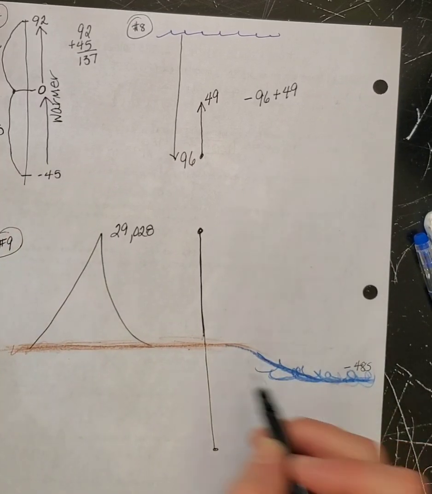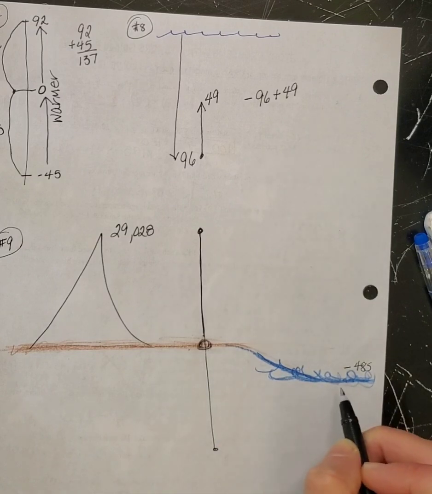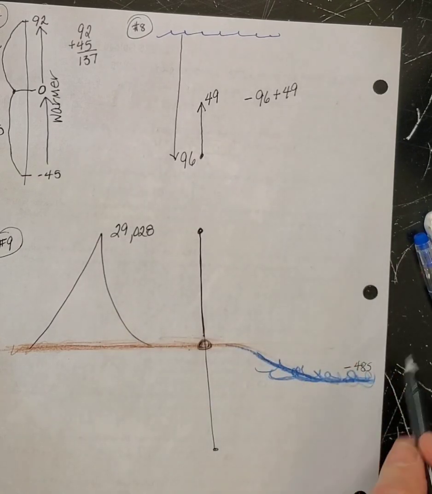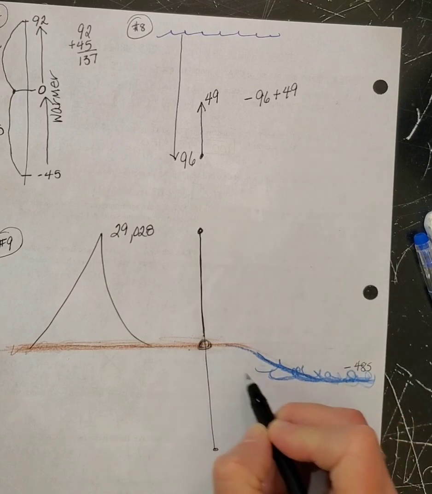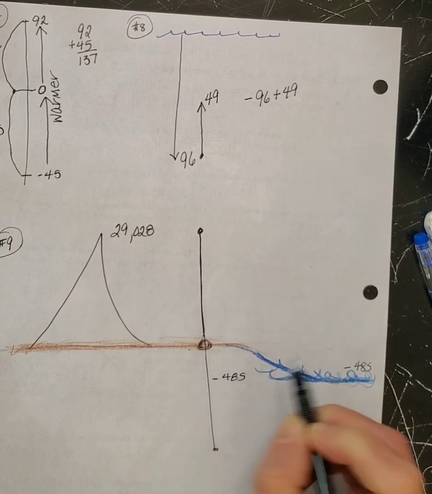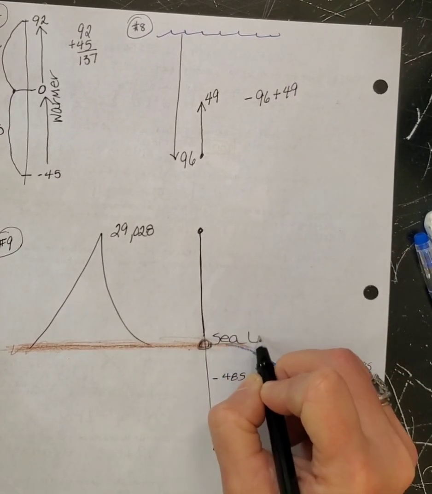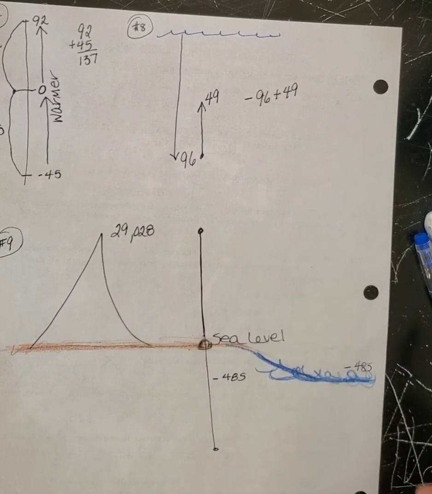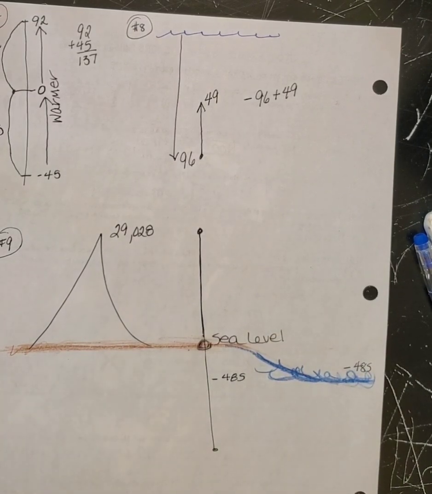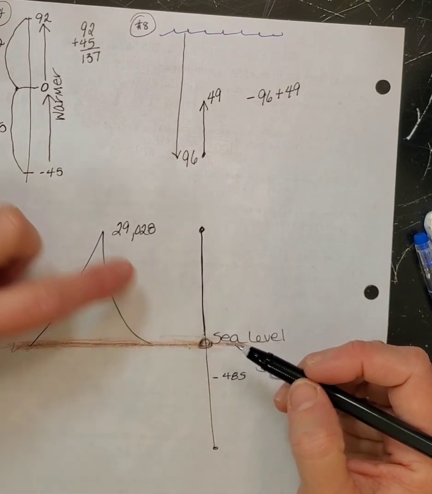All right, so when I draw this, this is 0. Sea level is 0. This is not drawn to scale, but we're going to pretend that this is negative 485 right here. What that's showing you is that this is sea level. Sea level is 0. So it's telling you that the surface of this drops below sea level. So negative 485. So what I've got to determine is how far is it from here to here.